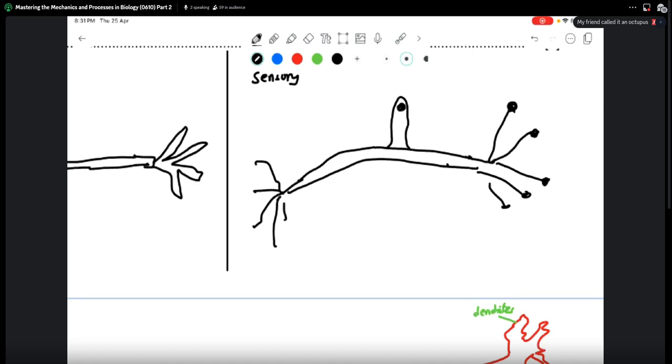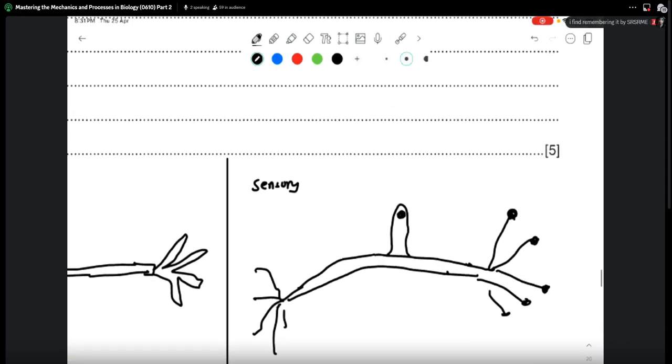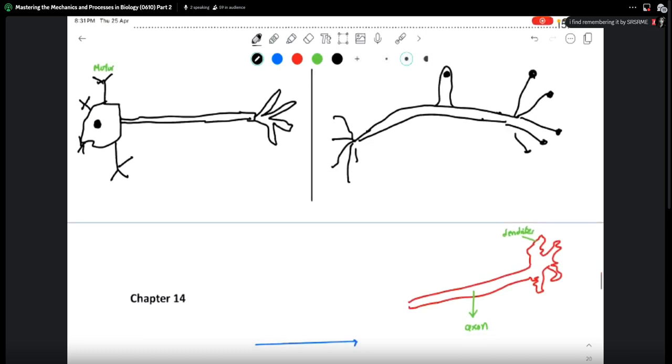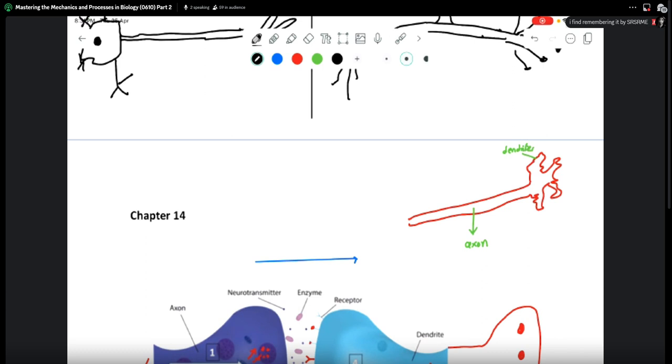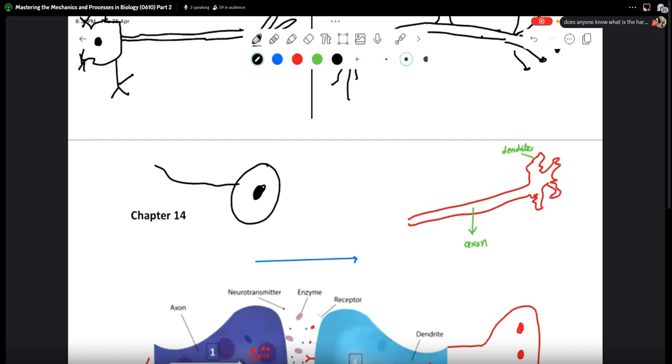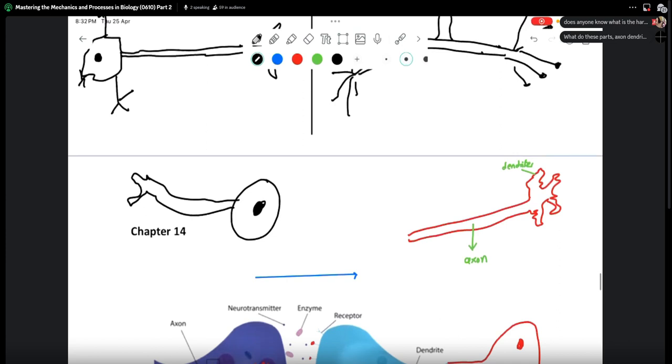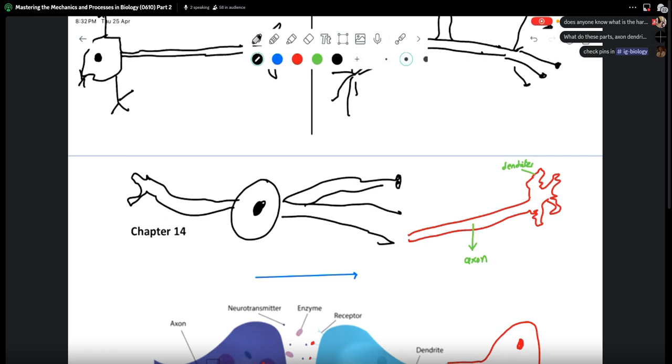Like a cell body. This is the sensory neuron. Then the last one, if I'm not mistaken, is the relay neuron. The relay neuron is also part of the center, like this, and then the dendrites, and then something like this. No, I'm not really good at drawing. But then something like this.